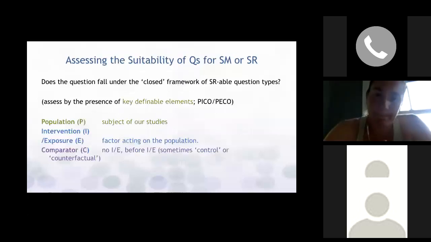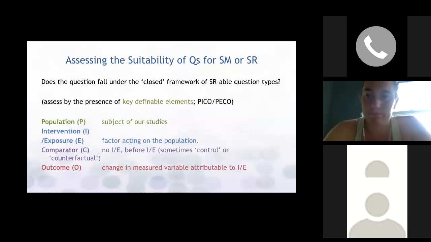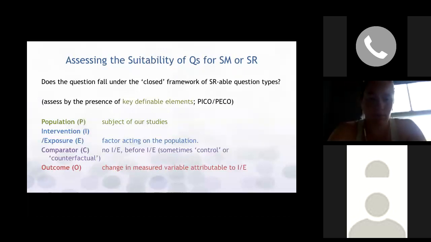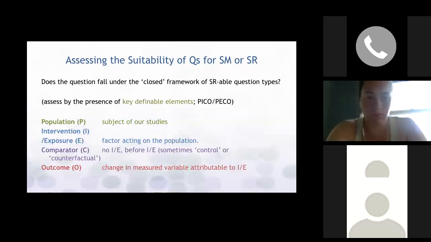Okay, so as you start to formulate your question, you need to assess whether or not that question is suitable for either a systematic map or systematic review, or neither. What is key here is understanding whether your question falls within what we call a closed framework. So it's not an open-ended question per se; there are bounds to it that you can define, and you can say, if a study falls into these categories, it will be part of the review because it has the capacity to illustrate the question that we've chosen.